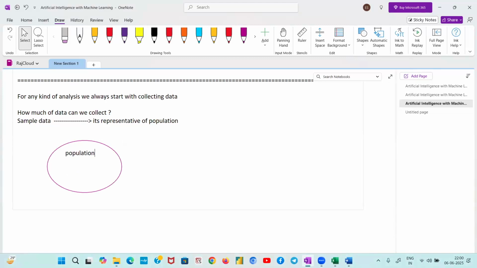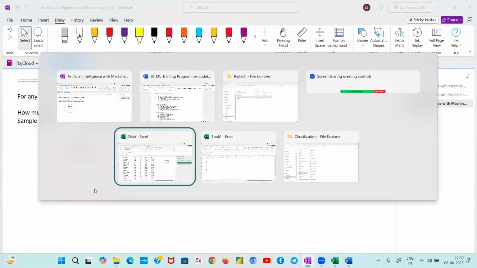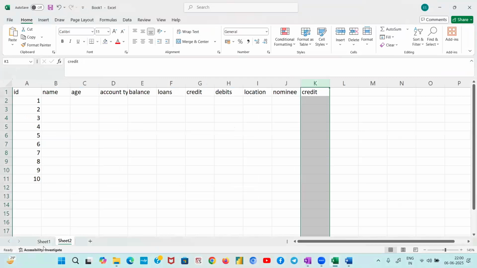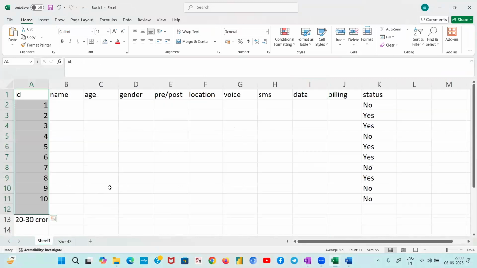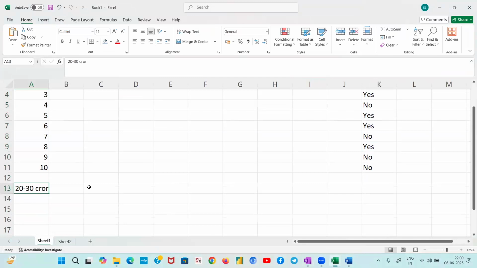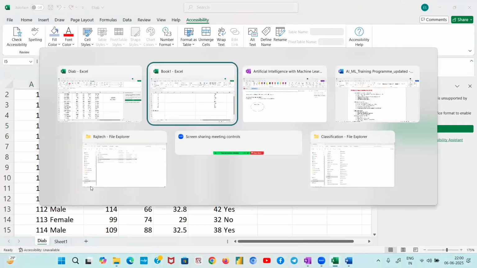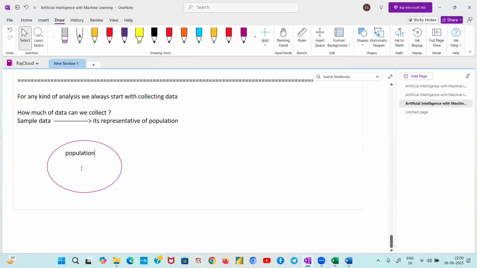A big population data. If I talk about our Airtel Jio case also, I have 20-30 crores, because I am also not sure what the total size of the data is. It's 25 crores or 26 crores or 30 crores, I am also not sure. When I'm not really sure, what should I call it? I'll call it population data.